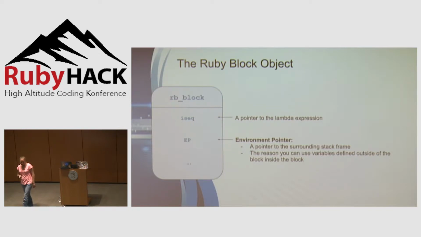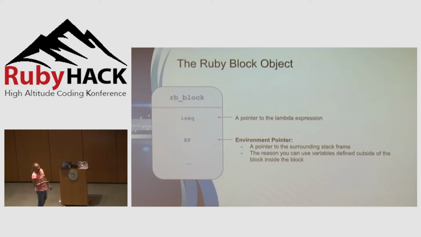In other words, it's going to point to where all the local variables of the currently executing method inside which you're creating the block is located. And it's this environment pointer that is the reason that you can use variables defined outside the scope of your block inside your block. And I'll show you how that works in a minute.